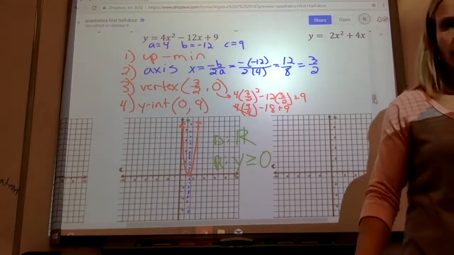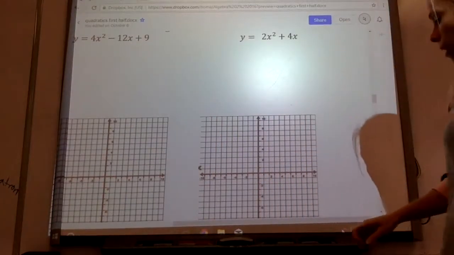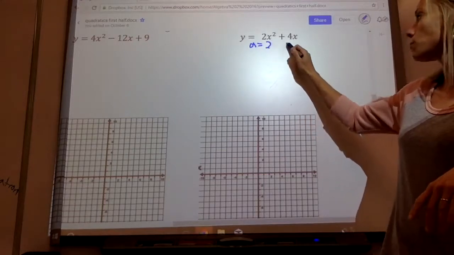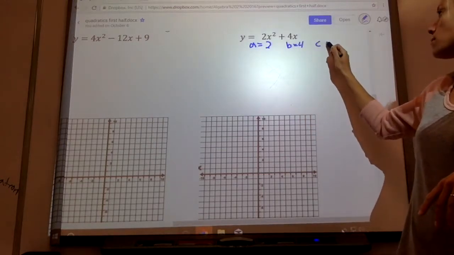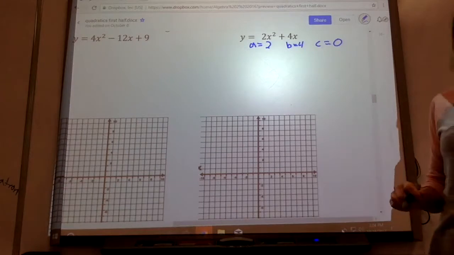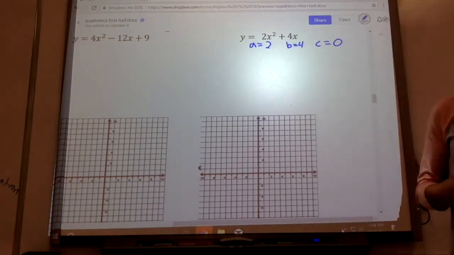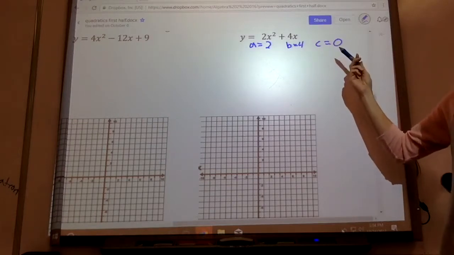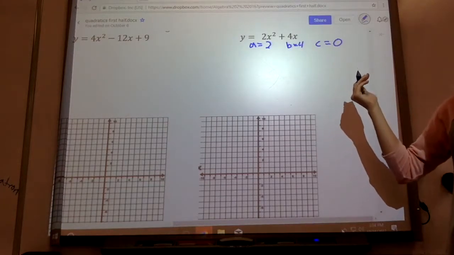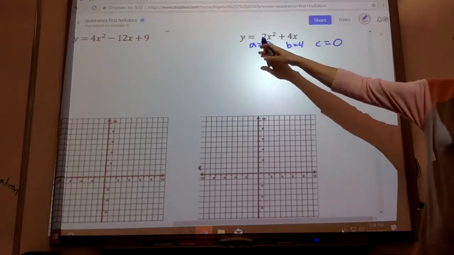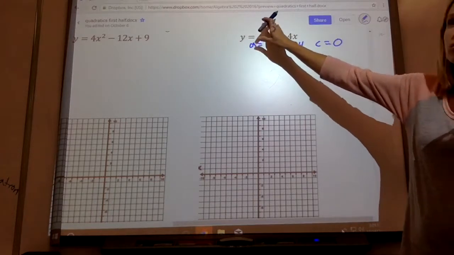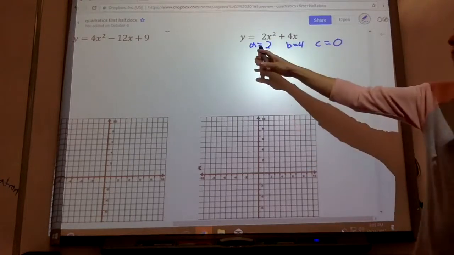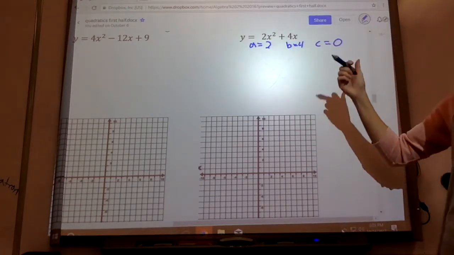Why did the 4 times 9? So let's label the ABC. A is 2, B is 0, and C would be, right, if it's not there, it's 0. So when you're doing quadratics, B could be 0, or the C could be 0, or both of them could be 0. A could never be 0 because then the x squared term would go away and it's not quadratic anymore. So you have to have an A term, but B and C could be 0.